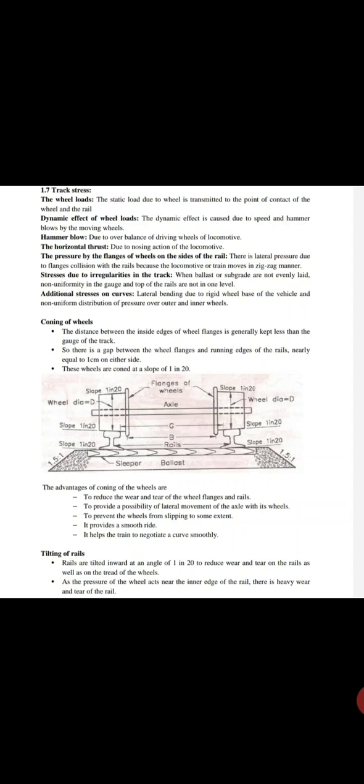Tilting of rails. Rails are tilted inward at an angle of 1 in 20 to reduce wear and tear on the rails as well as the tread of the wheels. As the pressure of the wheel acts near the inner edge of the rail, there is heavy wear and tear of the rails. Lateral bending stresses are also created due to the eccentric loading of the rail. To reduce the wear and tear as well as the lateral stresses, rails are tilted at a slope of 1 in 20, which is also the slope of the wheel cone.